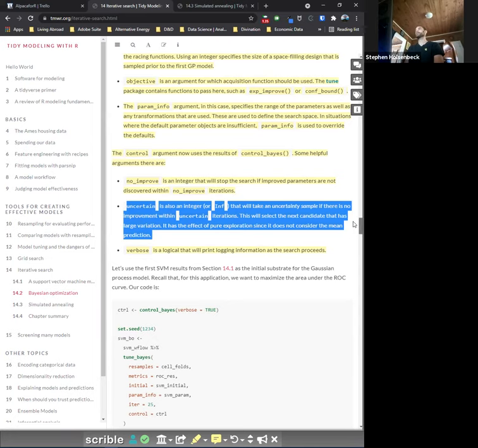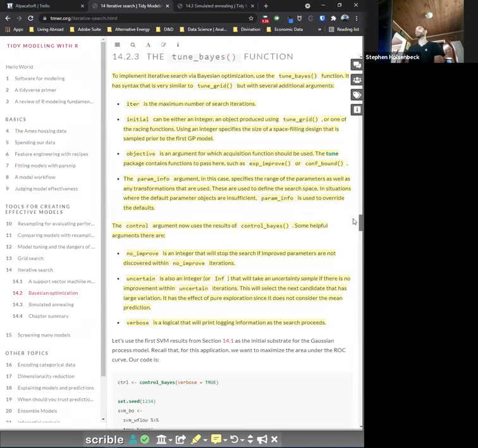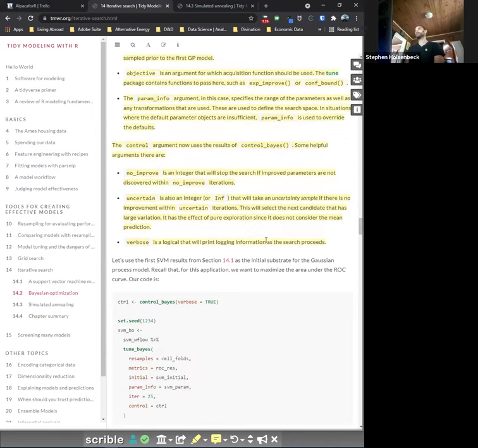So this is going to try to move towards greater exploration if it starts to hone in. So you might put your no improvement at 10 and your uncertain at 9, just to make sure it's exhausted the area around and doesn't need to explore any further. And then verbose is just a logical for printing.